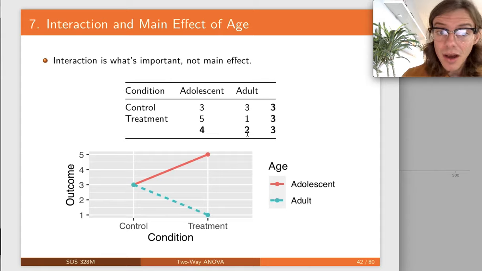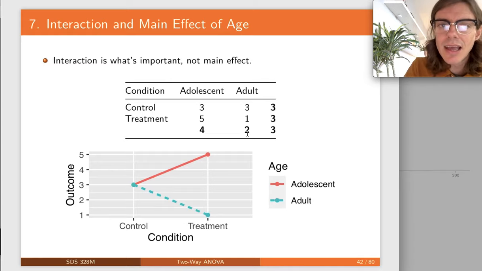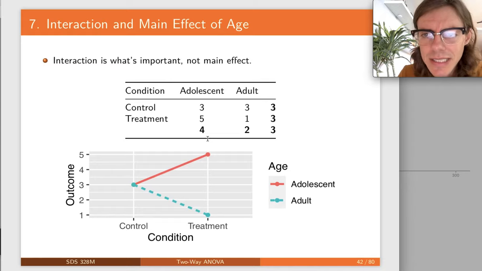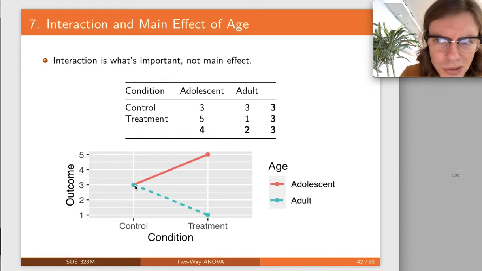It depends on the condition, right? So the interaction is what's important here. In general, when you have an interaction, that's what's important. You can almost completely disregard the main effects, except for a couple of cases, which I'll show you in a second, where you might still be able to interpret the main effect even when there is an interaction. But can't you see how it's weird to say, hey, adolescents have higher outcomes than adults, and then you look at this plot and it's like, but not in the control group, right?